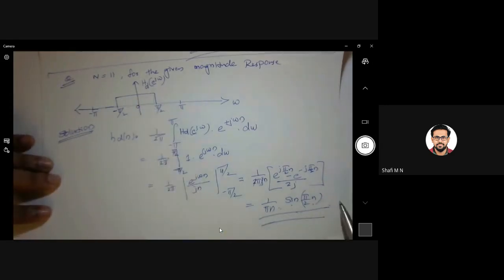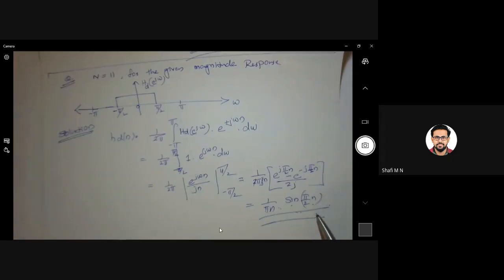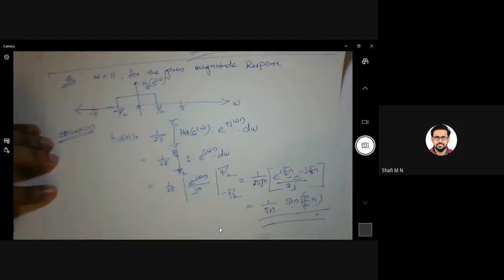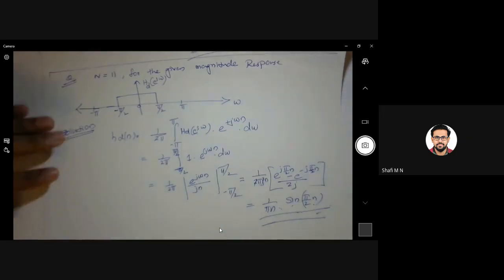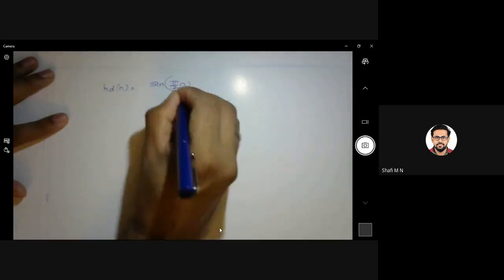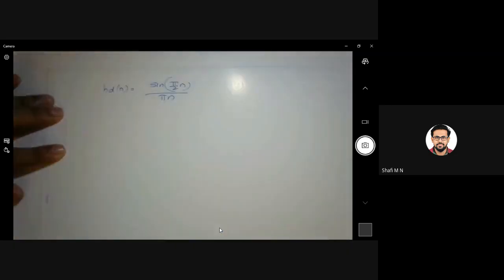That is ideal. But you have to cut it short to make it an FIR filter with, say, capital N equal to 11. You have to cut short it. So this is the first step. What is your h_d of n? I will write it. You got the h_d of n as sin pi by 2n divided by pi n.